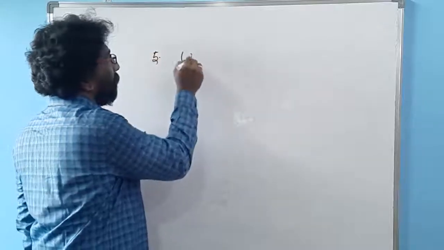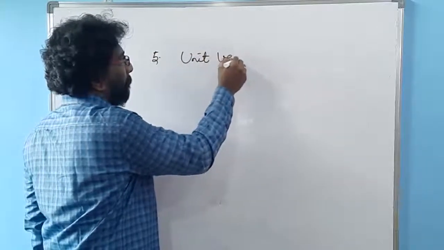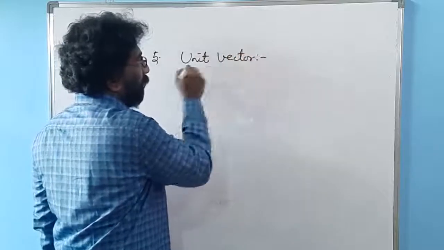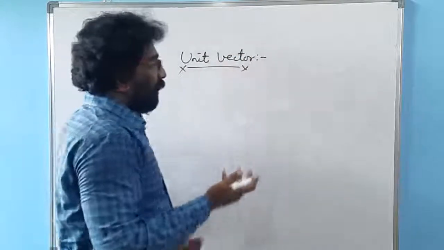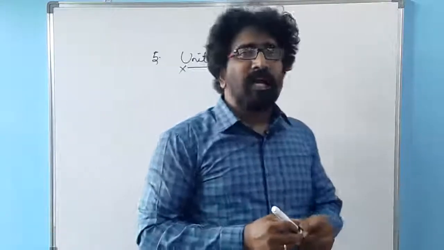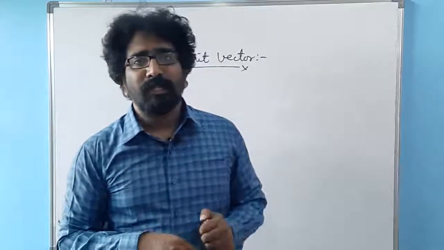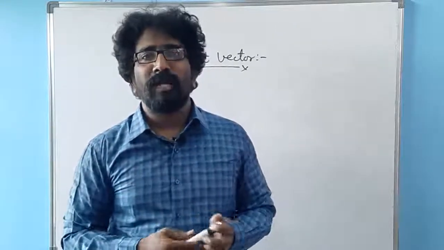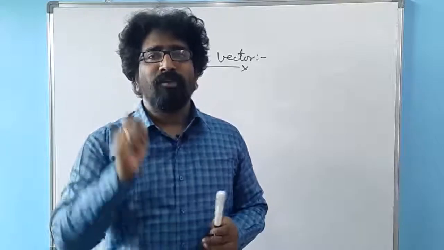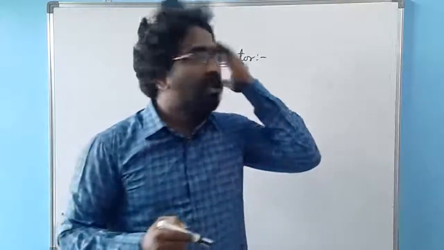Vector. Unit vector. You might have studied in your school days regarding the unit vector. A unit vector is nothing else but the vector whose magnitude is 1. If the magnitude of a vector is 1, we call it a unit vector.